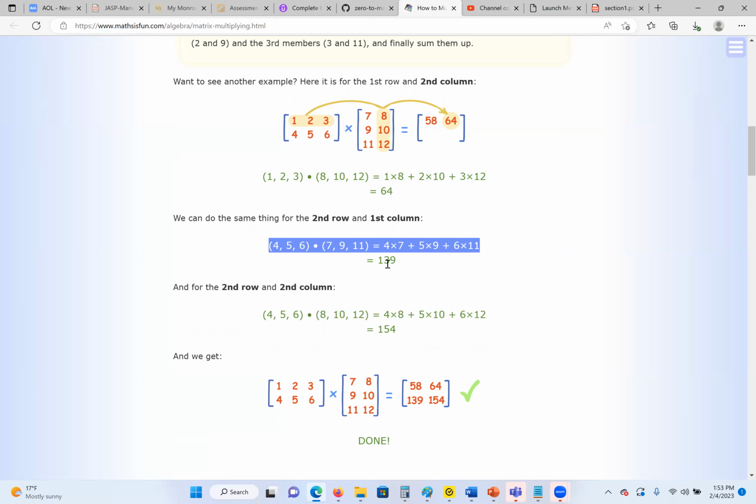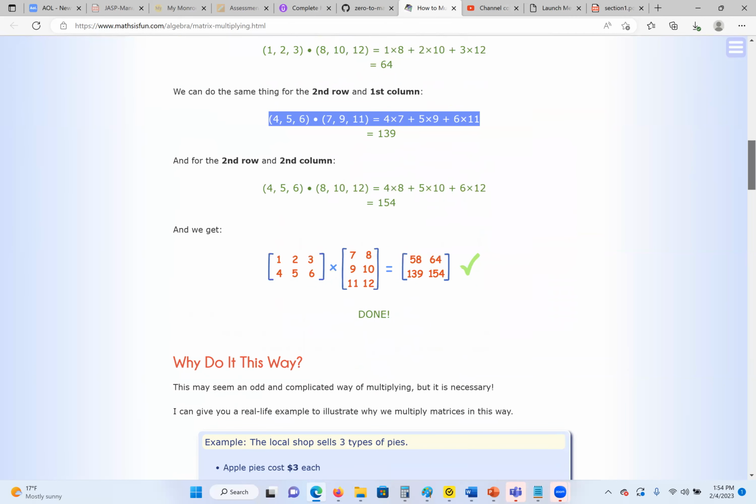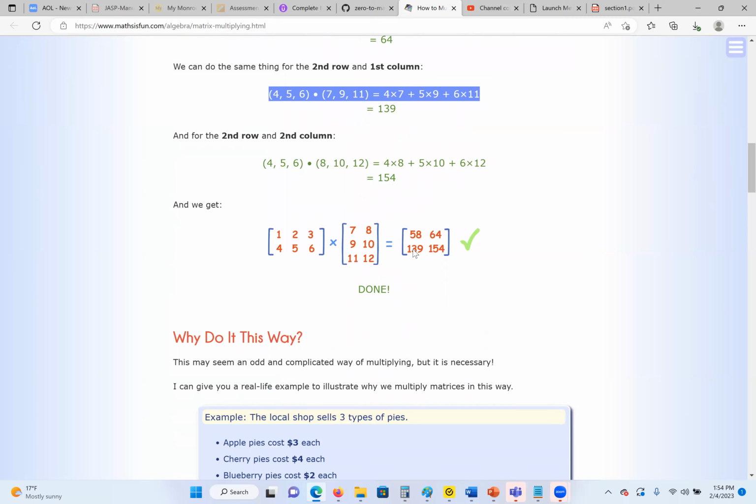The answer is 139. Now, since we use the second row and first column, our answer will go to the second row and first column. So the answer will be here, 139. Again, second row, first column.